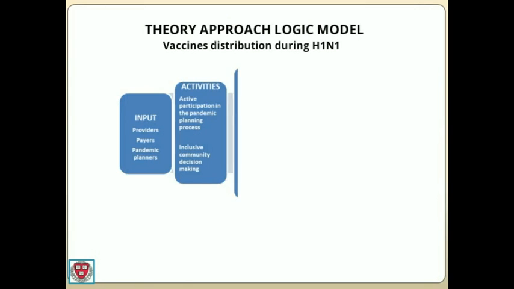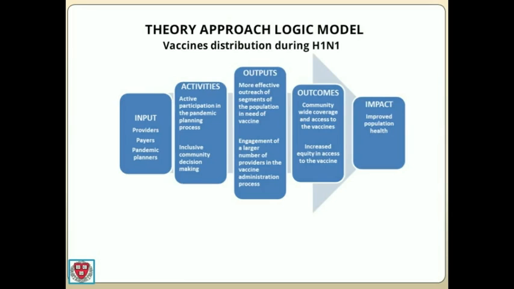This is an example of a theory-based logic model related to vaccine distribution during the 2009 H1N1 influenza pandemic. The goal of the intervention was to promote partnerships to increase vaccination coverage and equal access to the vaccine across the various segments of the population.